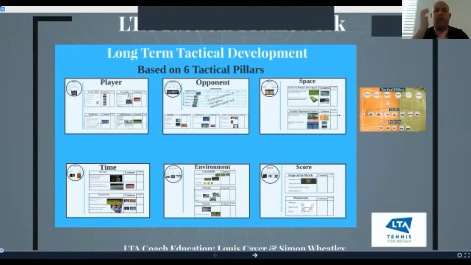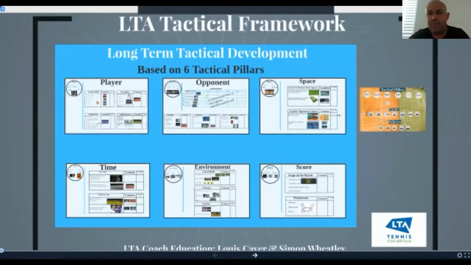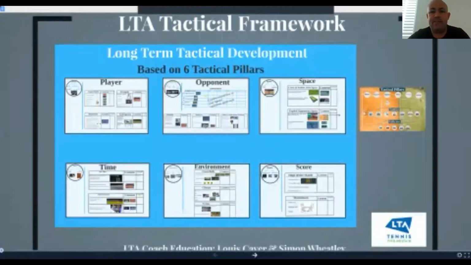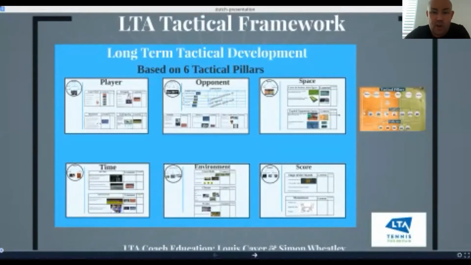Yep, all good. Okay, so this is a presentation that I've written with Louis Caillet, colleague of mine at the LTA, which is how we can develop tactics with players once they get past that basic tactical stage, that they know when to rally, they know when to attack, they know when to defend. They can play high percentage shots, they don't play stupid tennis. They can recover and move well and get in the right place, stand in the middle, that kind of thing, be prepared. This is more around, okay, now you've got a good player you're working with and you want to really make sure they play the game smartly. So how do we do that?